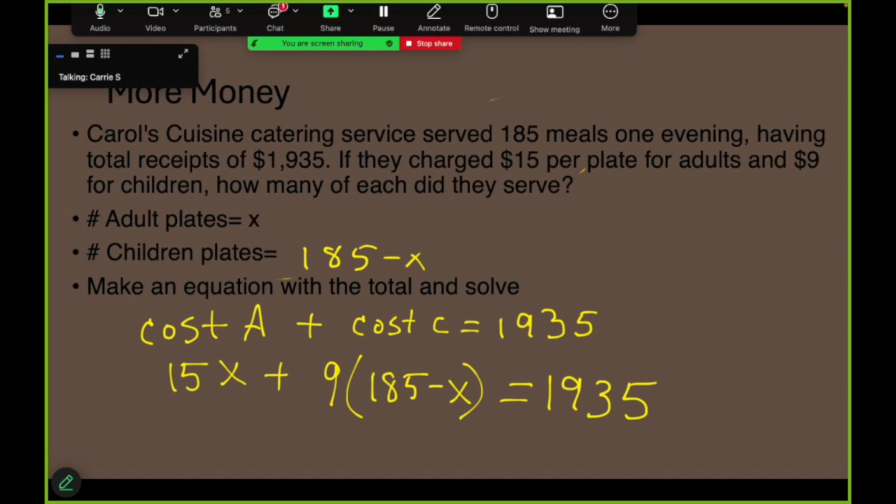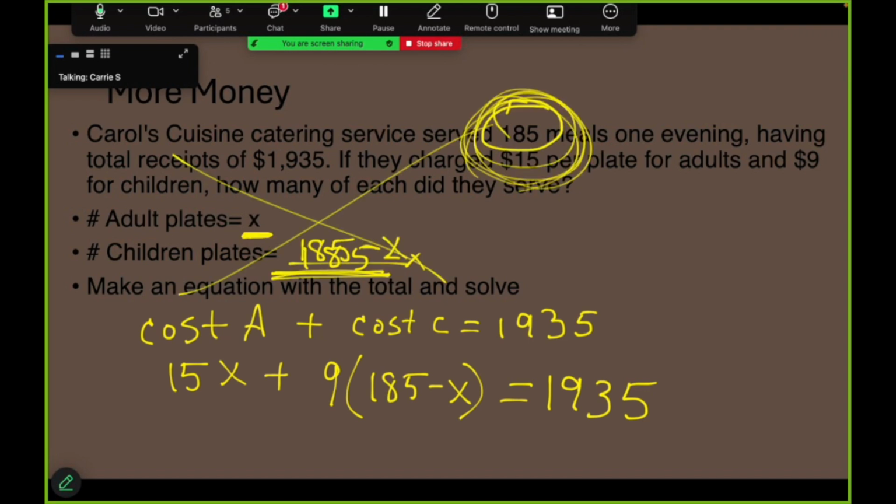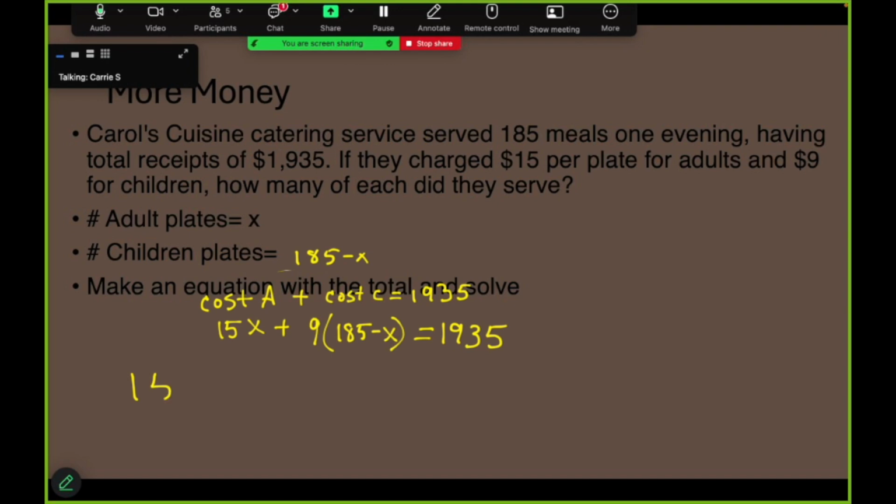I'm going to let you work on that one while I work on it and see if we can get the right answer together. And I don't know what 9 times 135 is. I have to do that. 185. I didn't memorize my 185 times tables.